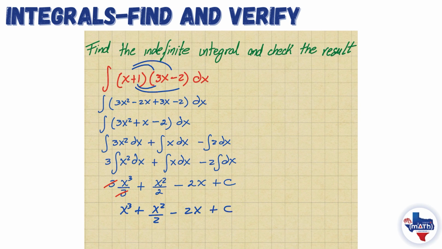Okay, our next step is to find the derivative. I'm going to use the prime symbol as the operator for the derivative, and my derivative will be 3x squared plus 2x over 2 minus 2, and the derivative of the constant is 0. As a final answer, we have 3x squared. This 2 and 2 will cancel out, so it will be plus x minus 2.